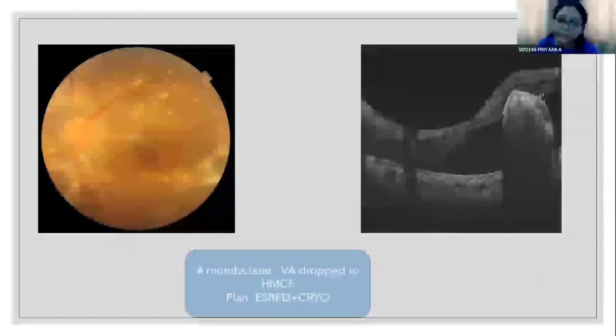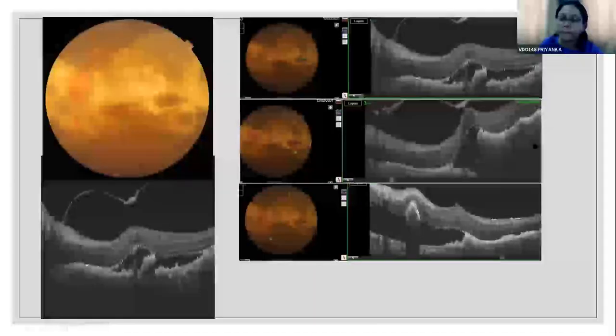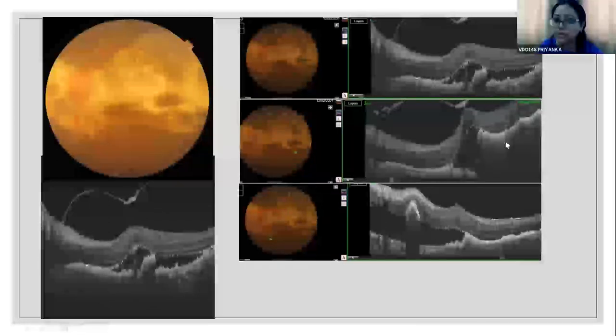4 months later, he again came to us with a drop in vision to hand movements. We see that the detachment had increased and there was a large subretinal band, which was preventing the attachment of retina. We gave another attempt of external SRF drainage along with cryotherapy, but the retina was not settling. As we can see in the OCT B scan images, the subretinal bands are preventing the retina from attaching.